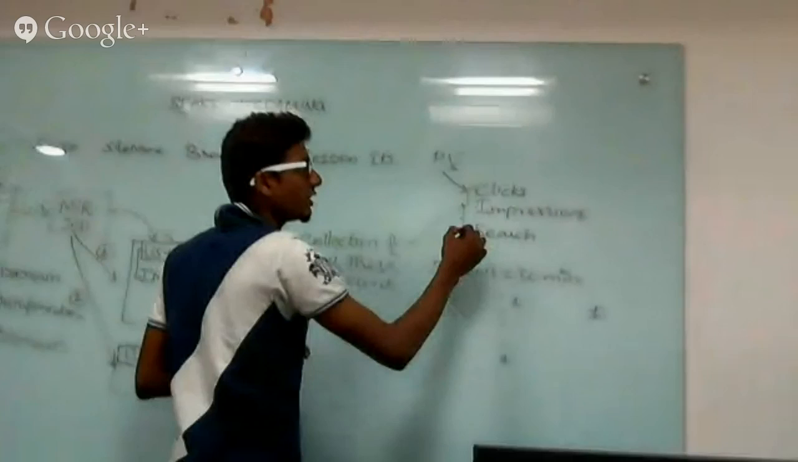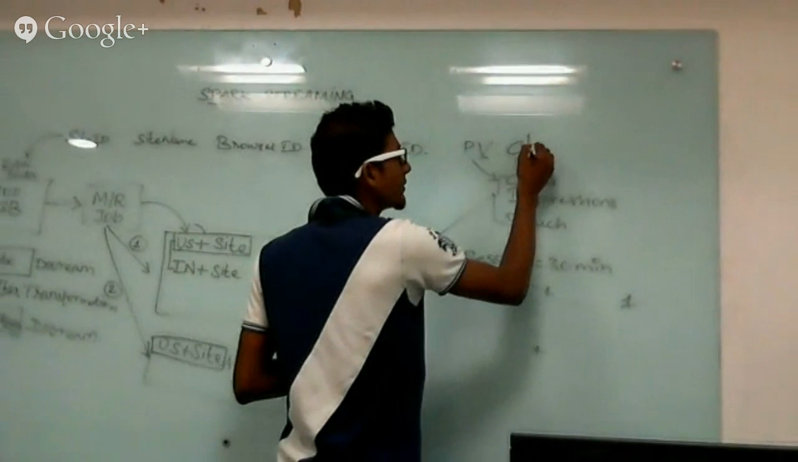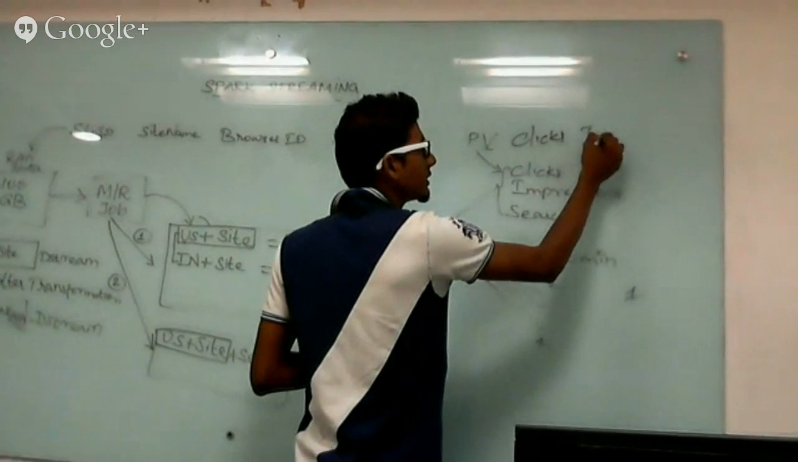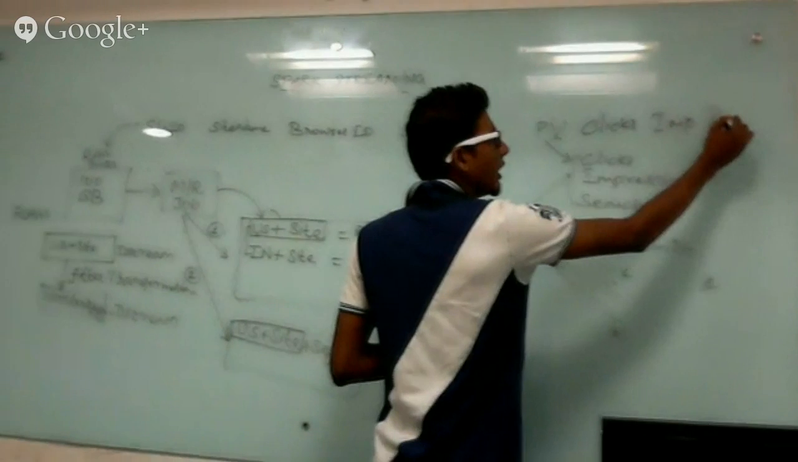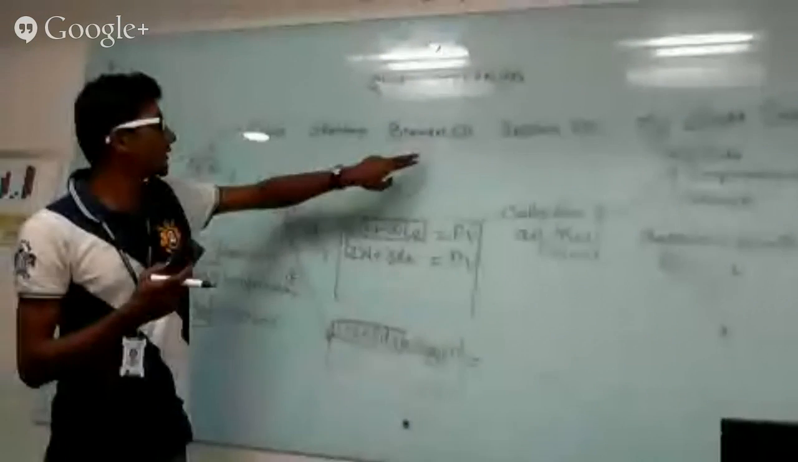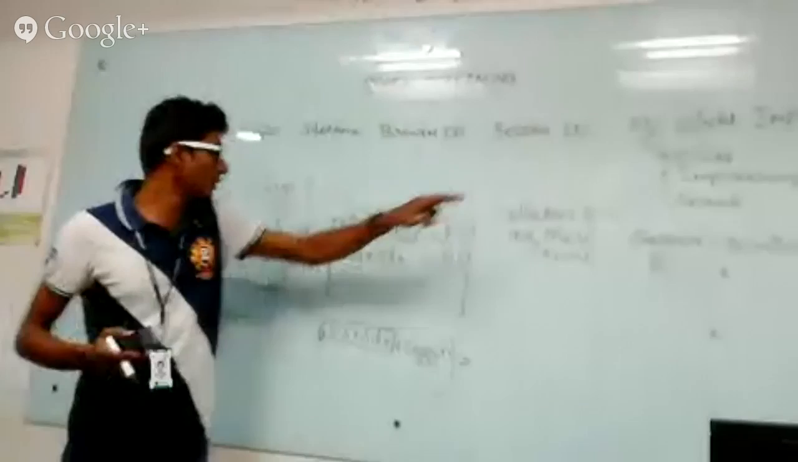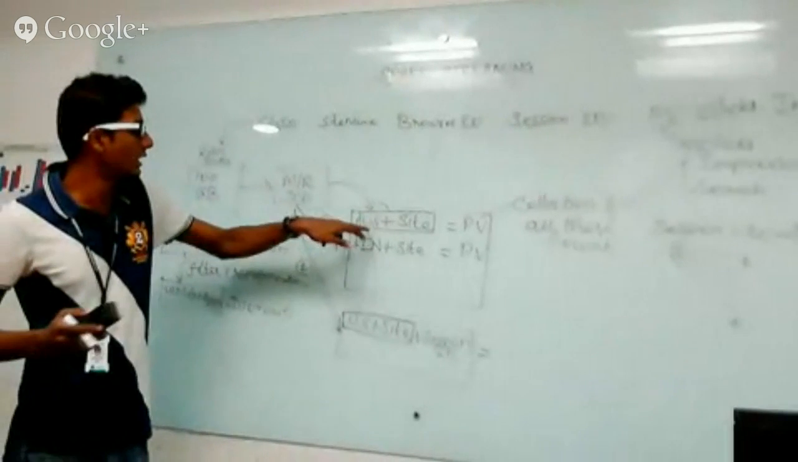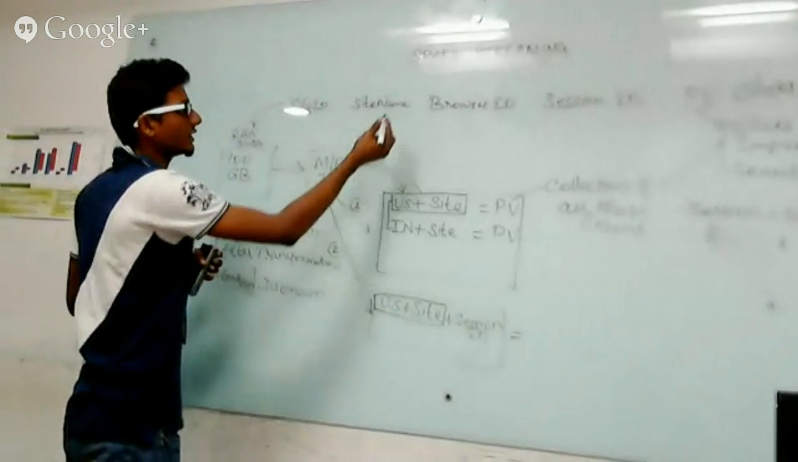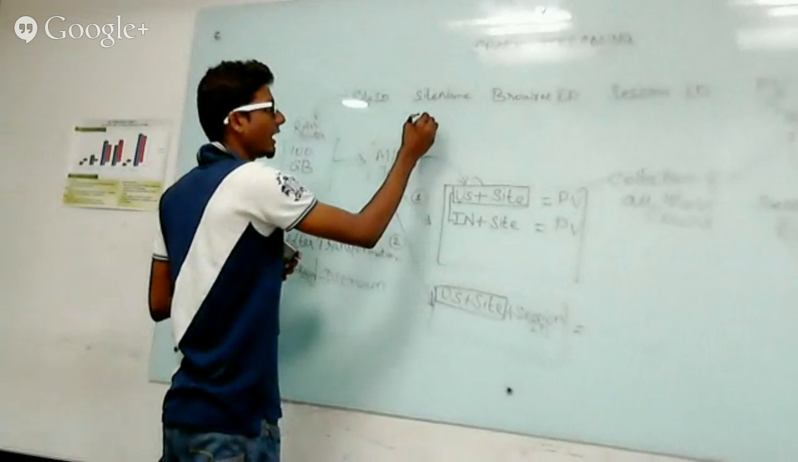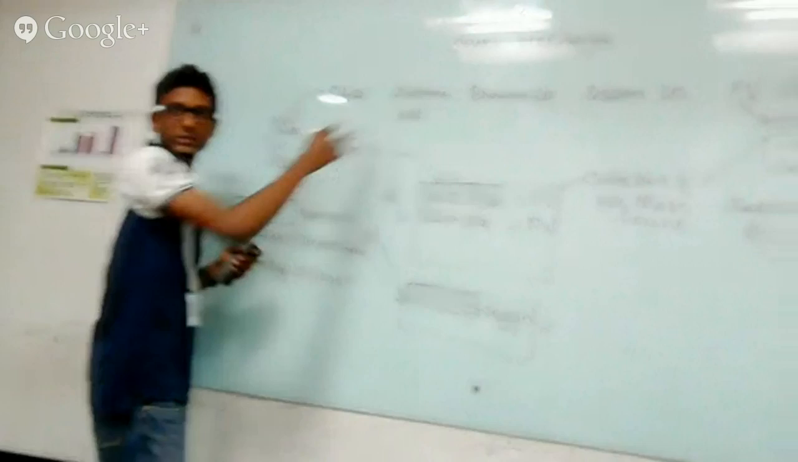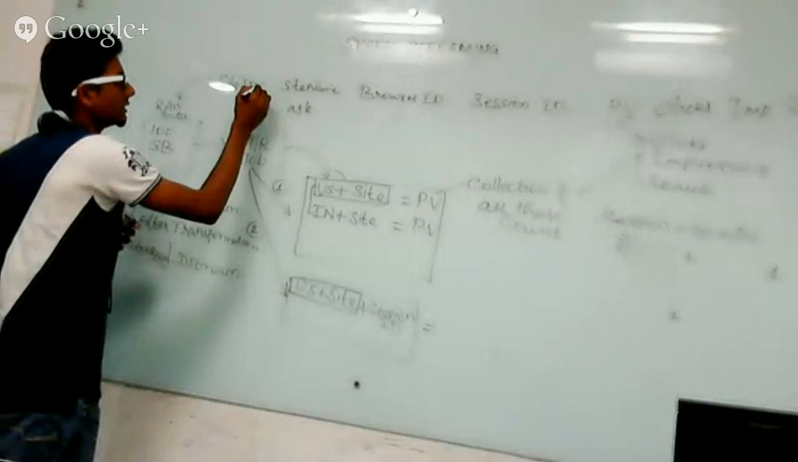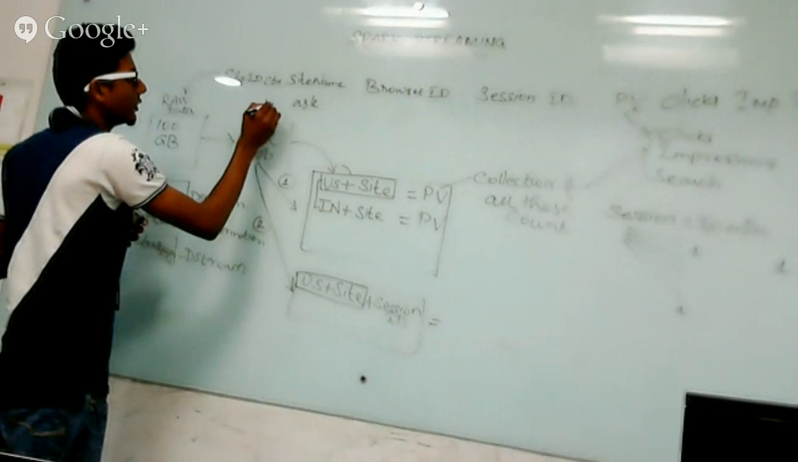No. As I said, it will have a PV, right? PV won't be a single column. PV will be the summation of all these things. Even this data will be present. That's clicks, impressions, and search. And here you will have a session ID, right? So till this one, what it will do is, say for example, the site name is ask, and the country is US.